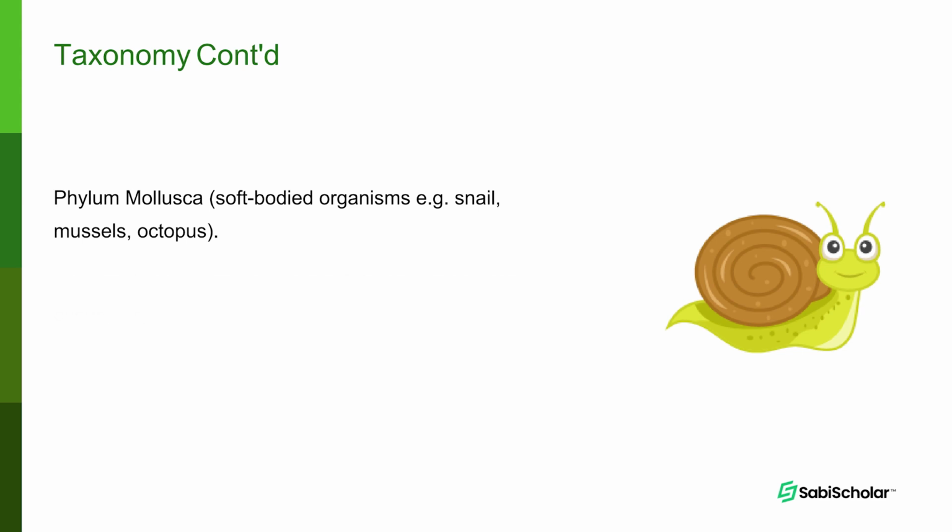Then the next one is the phylum Echinodermata, where you find the starfish, sea urchin, sea cucumber. They have no distinct head, and their body is usually radially symmetrical in adults and bilaterally symmetrical in larvae. And they also have the tube foot, which they use for movement.